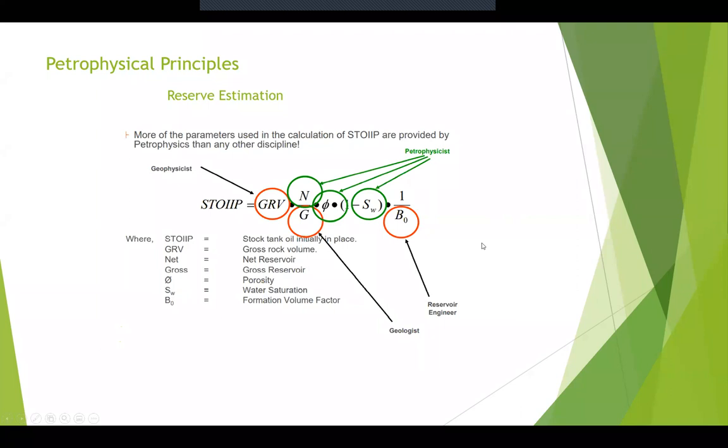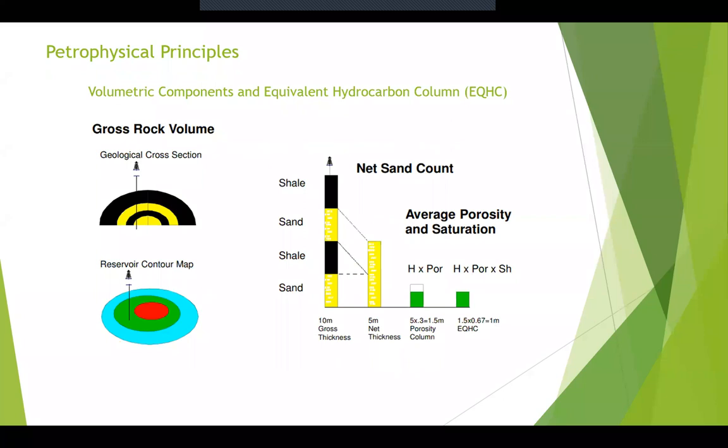One of the important terms in petrophysics, and you will see it frequently, is what we call the equivalent hydrocarbon column, and it depends on how much net reservoir you have.